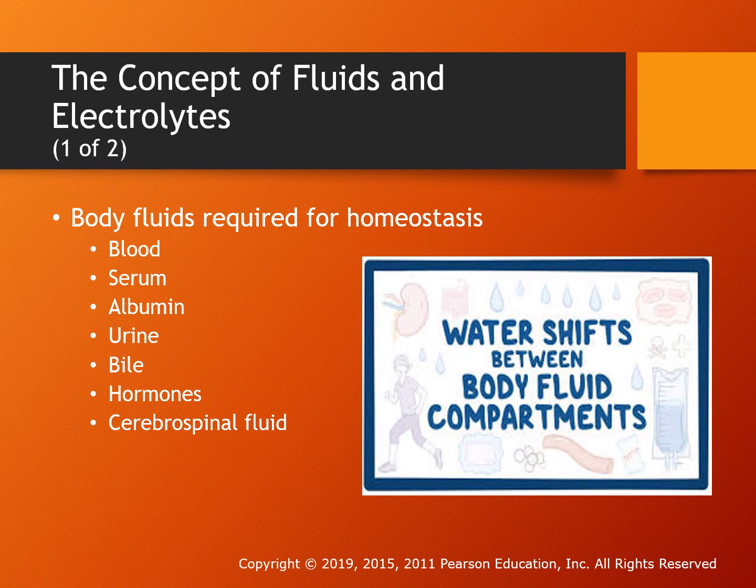So what is the concept of fluid and electrolytes? The body is composed largely of fluid in many different forms. It's not just water, because we drink water. We have blood, we have serum in our blood. We have albumin, urine, bile, hormones, and cerebrospinal fluid. These are just a few, and these help maintain homeostasis. We have to have a delicate balance of these fluids so our body can function. These electrolytes affect pretty much everything that goes on in our body. We have to have a balance.